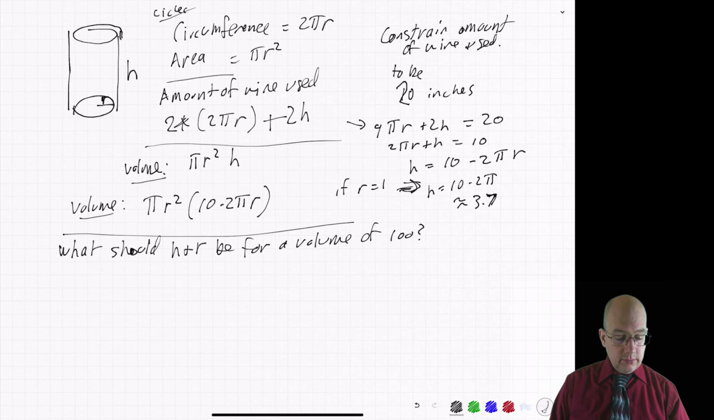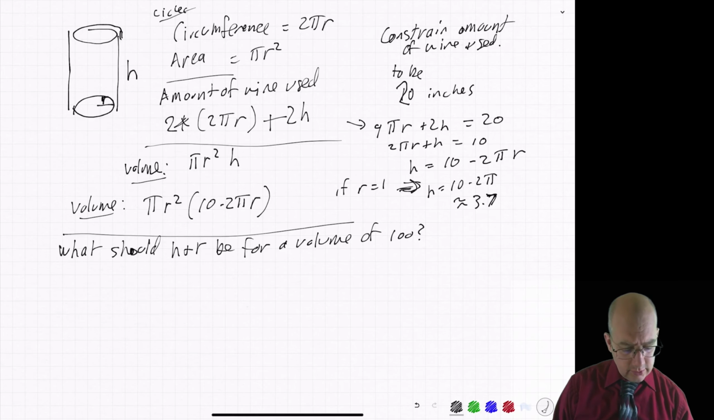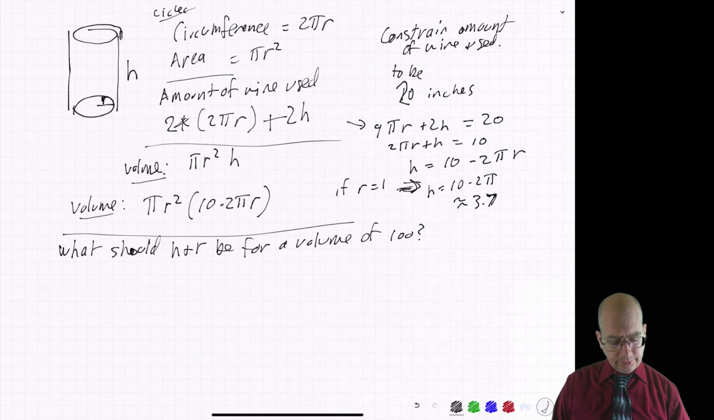All right, so there's a number of ways of doing this. I'm going to show you, of course, my favorite way of basically guess and check. We'll just do that first with the calculator. So we got pi r squared times 10 minus 2 pi r.